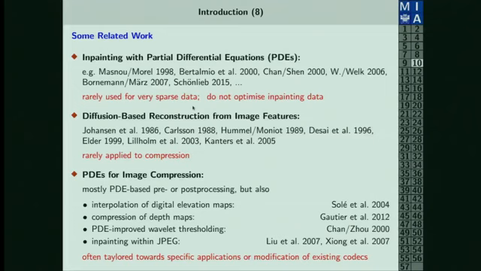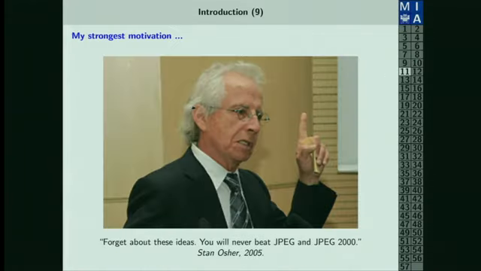So we built novel codecs based on in-painting-like ideas, in particular with PDEs from scratch, and basically design everything by ourselves. Here's one of my strongest motivation. About 12 years ago, I had a discussion with Stan Osher, a very famous numerical analyst, and he said, forget about these things. It will never work. You can never beat JPEG and JPEG 2000. And as you know, science and stubbornness start with the same letter, so that's of course a strong motivation to disprove him. So let me report a little bit about the efforts in that direction.